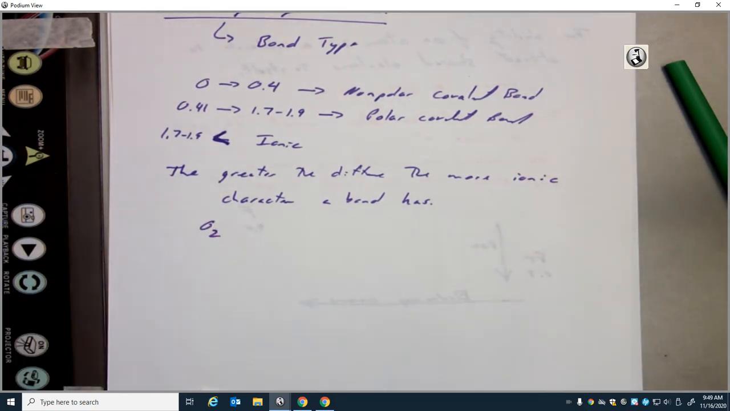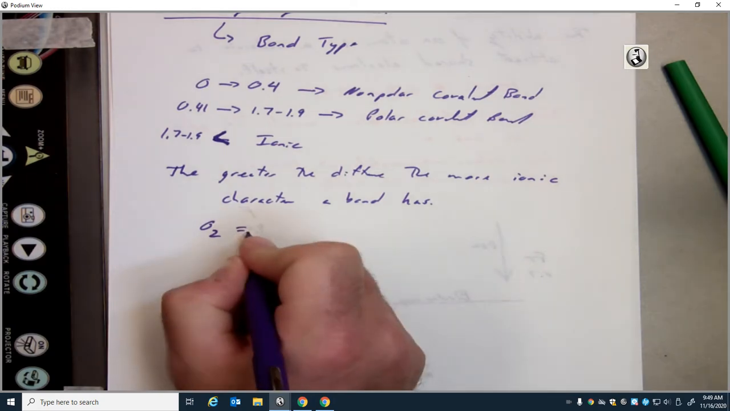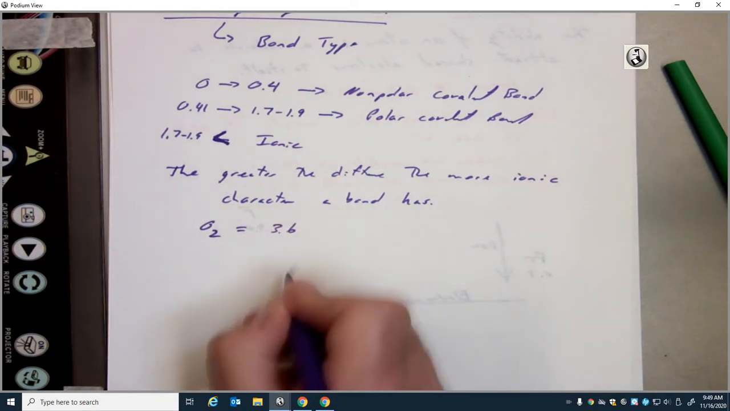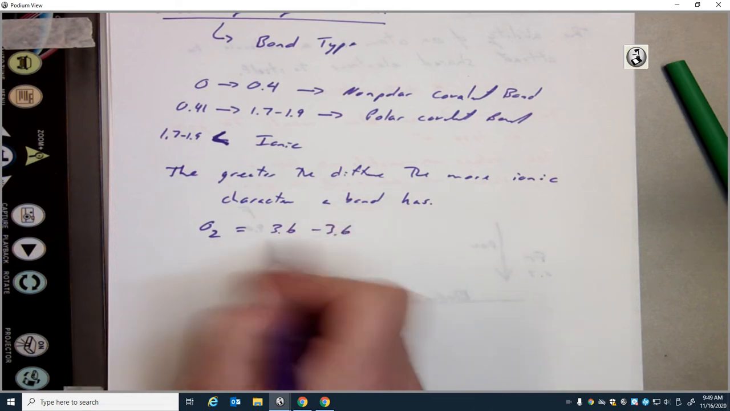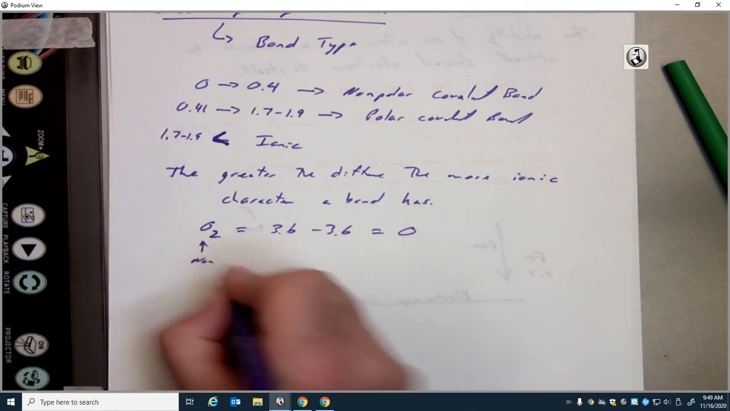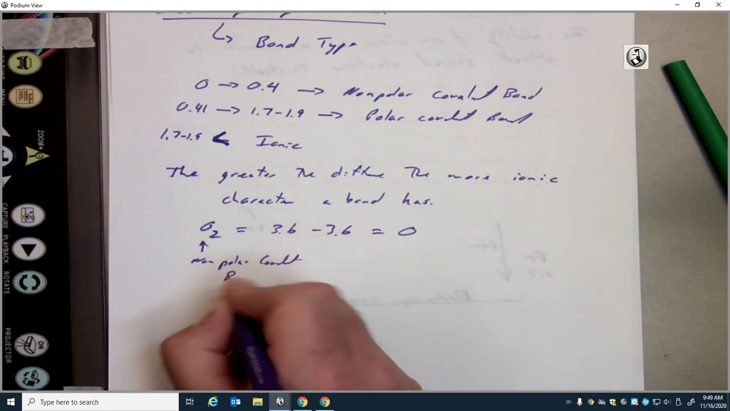So if we were to calculate the electronegativity difference of diatomic oxygen, okay, so oxygen is what, 3.6, I think? Minus 3.6, it really doesn't matter what it is. It gives us a difference of 0, which means the bond in here would be a non-polar covalent bond.